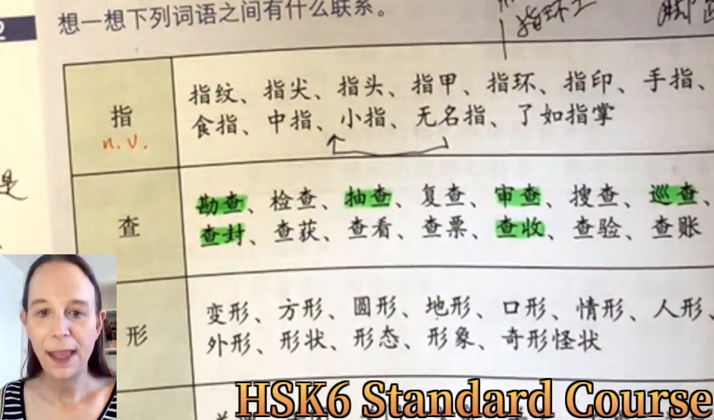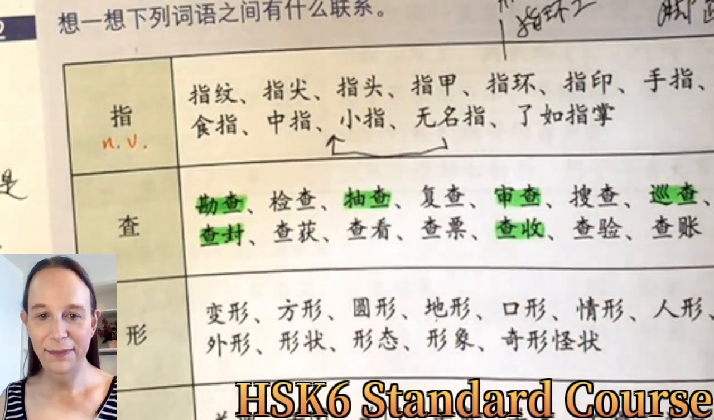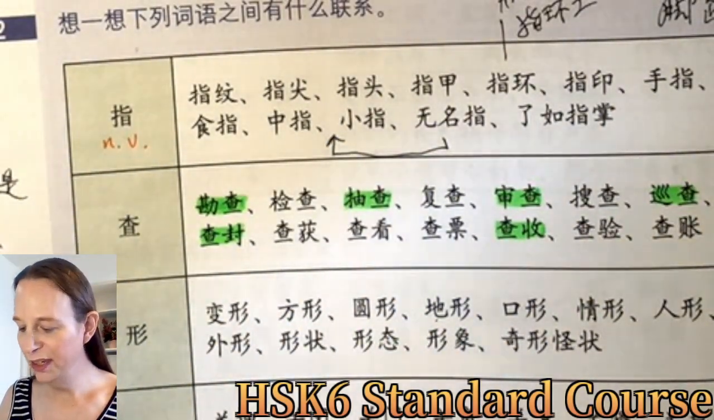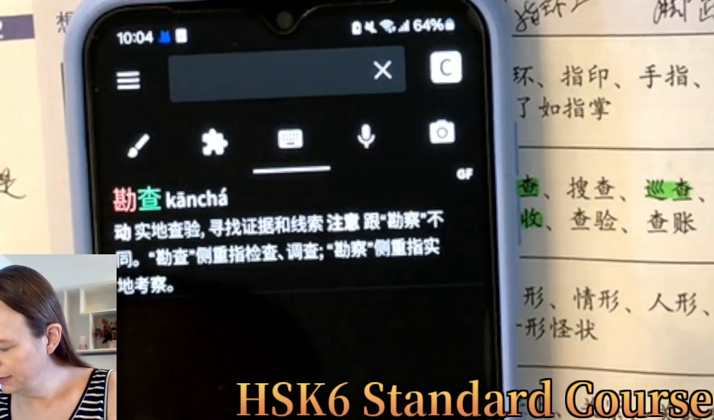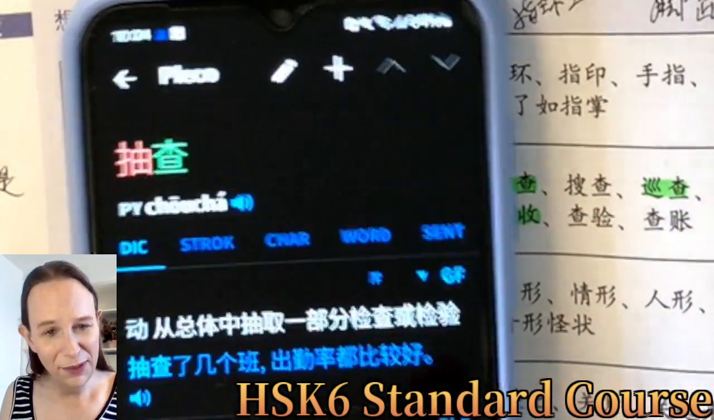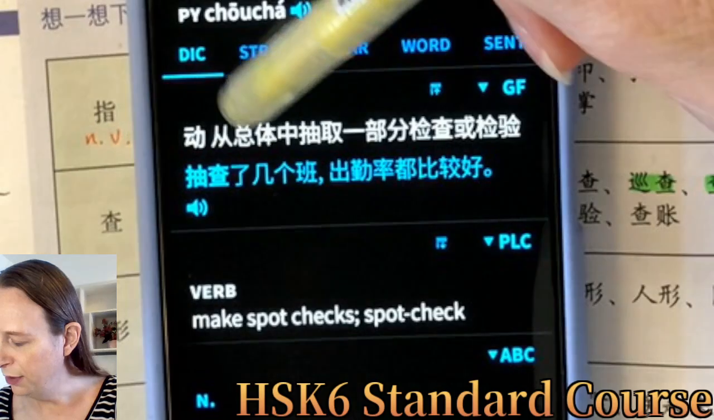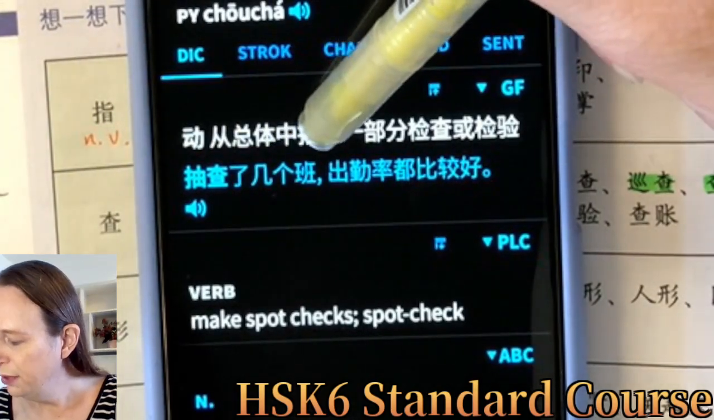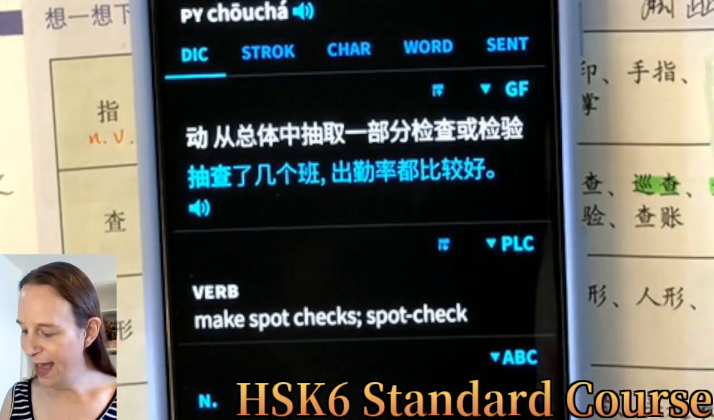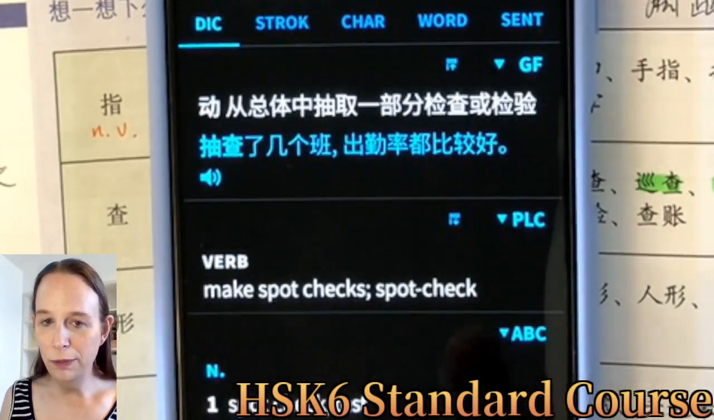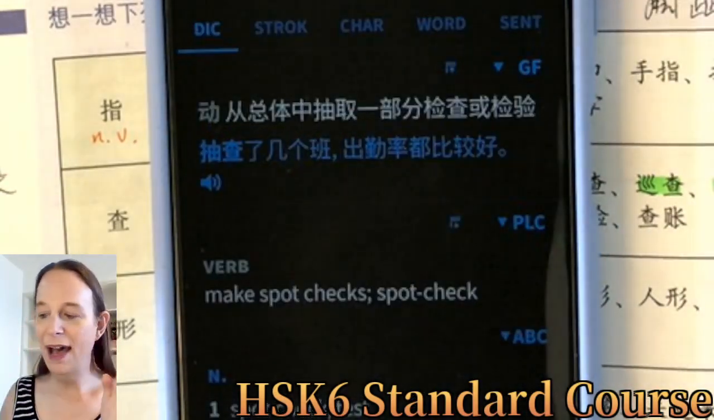抽查. So I see 抽查. So 抽, when I see this word, I'm thinking something has been specifically chosen. Maybe there's hundreds and you choose one for inspection. Or maybe you choose a sample or something like this. I'm not sure. Let's figure it out. Spot check. 从总体中抽取一部分检查或检验. Yeah, so I was partly right there. So the 抽, yeah, 一部分, so you're only inspecting part of it.